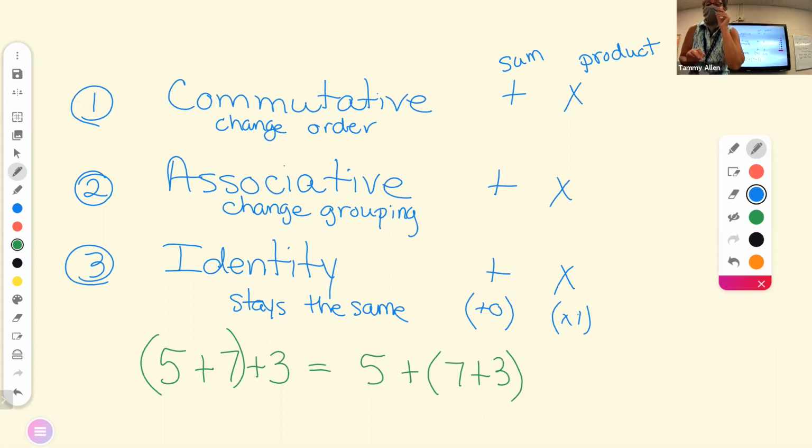All right. It was number 2, the associative. Do you see how I grouped the 5 and the 7 together? And then I grouped the 7 and the 3 together. It was the associative. Now, why would I want to group the 7 and the 3 together instead of the 5 and the 7? 7 and 3 gives me 10. And remember, we want to look for groups of 10 or multiples of 10. Okay? We good with that?